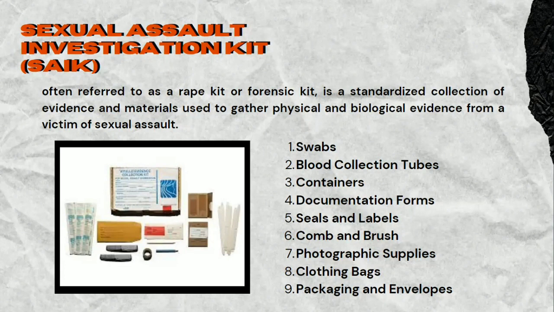These kits are typically used by medical professionals or specially trained forensic nurses and are an essential tool in the response to sexual assault. So a typical sexual assault kit may include the following components: the swabs, blood collection tubes, containers, documentation forms, seals and labels, comb and brush, photographic supplies, clothing bags, and packaging and envelopes. The comb and brush is used to collect hair samples that might contain foreign DNA or other trace evidence.